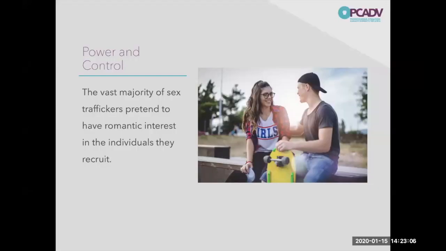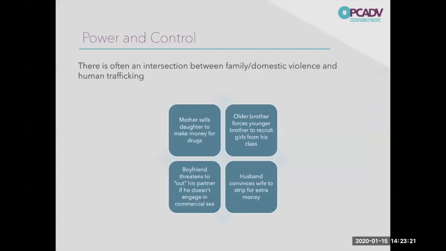So when we talk about power and control, obviously, we already kind of talked about this, but the vast majority of sex traffickers pretend to have romantic interest in the individuals that they recruit. So we already kind of went over that. But there's an intersection here between family and domestic violence and human trafficking. And these are some examples. So a mom may sell their daughter to make money for drugs. That is familial trafficking, right?